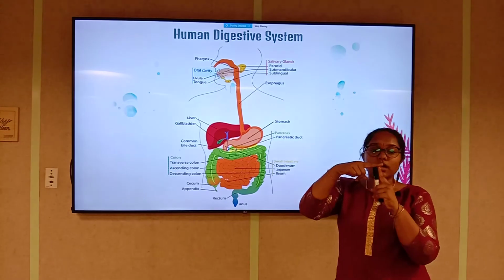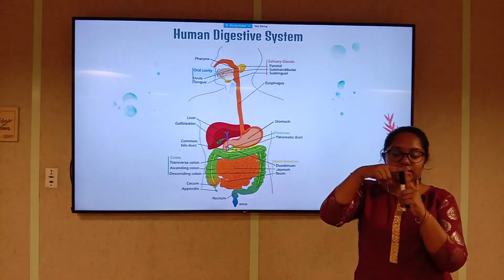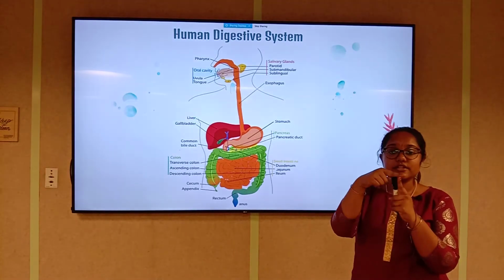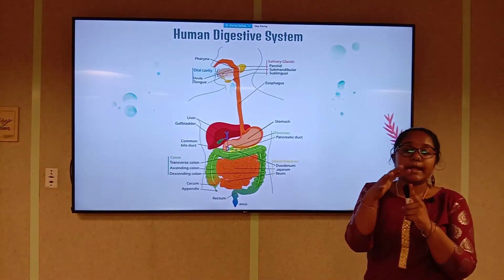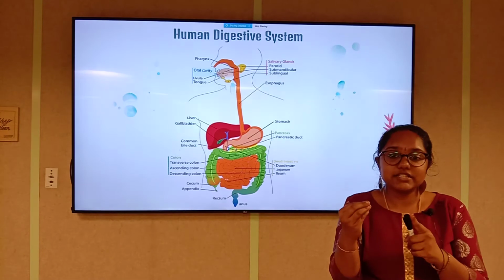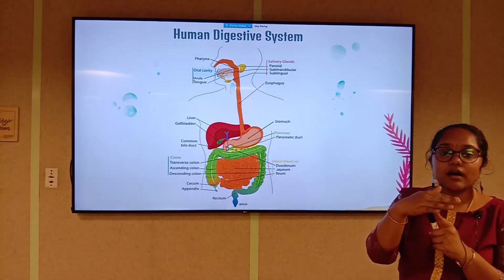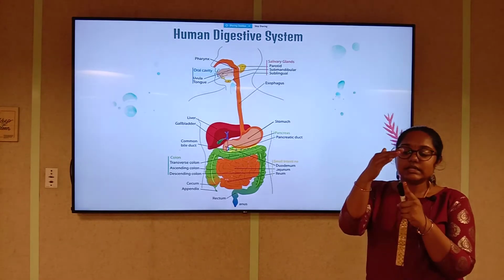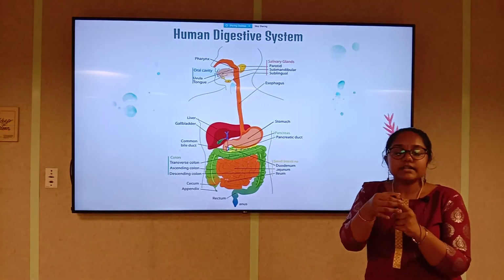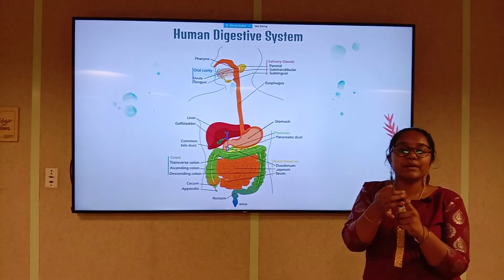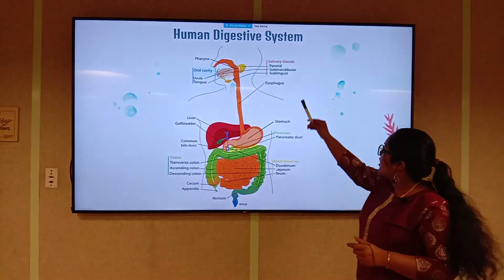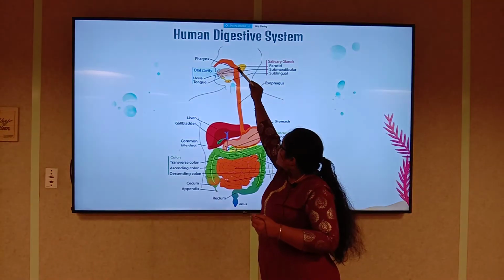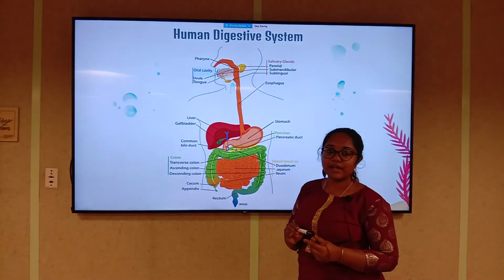Clear? Now, when the air is entering, when we are breathing, the shield opens only the windpipe. And when we are eating, the shield opens only the food pipe. So, epiglottis is one flap-like structure which guards the opening of these two pipes. Clear? It guards the opening. When it is opening into the food pipe, that opening is what we call the pharynx. It's marked on the top. The opening into the food pipe is called pharynx.